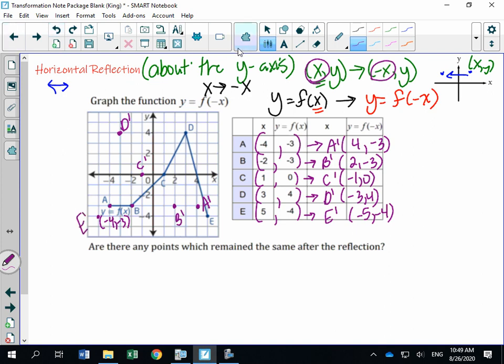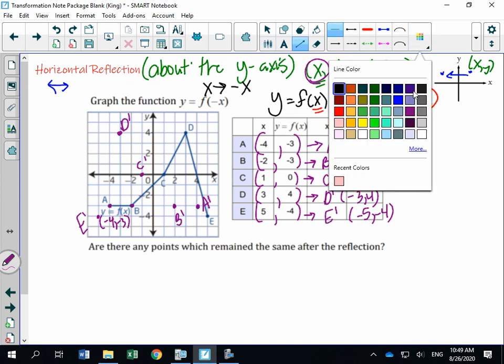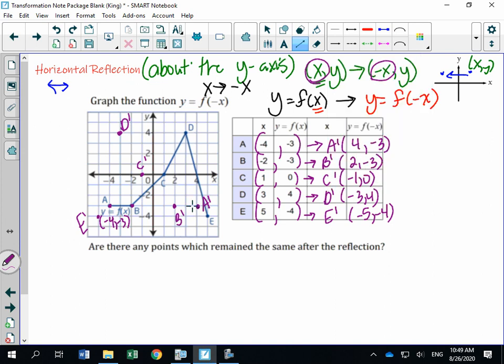All right, so let's get our rulers out and see what this graph will look like. So A prime goes to B prime, to C prime, to D prime, and D prime to E prime. Okay, what this question is asking: are there any points which remained the same after the reflection? So when we did these coordinates here, it didn't look like any points remained the same.